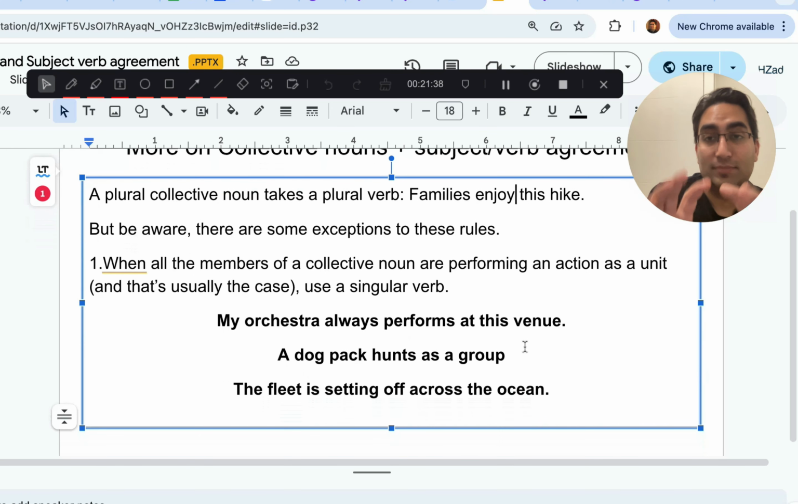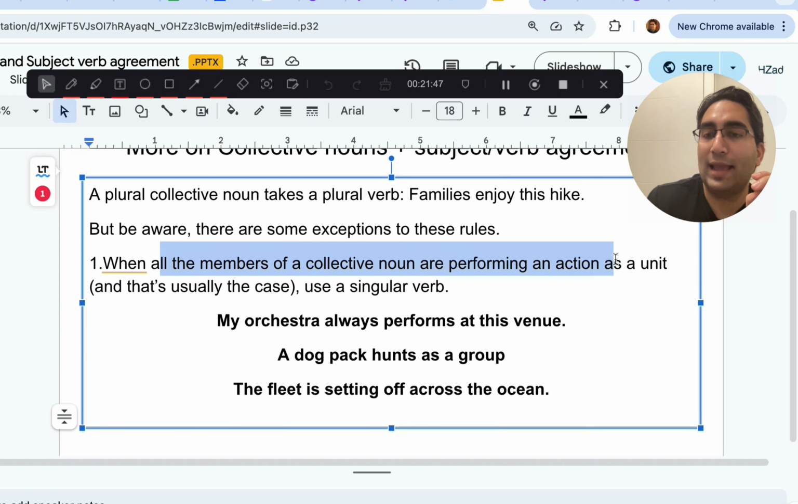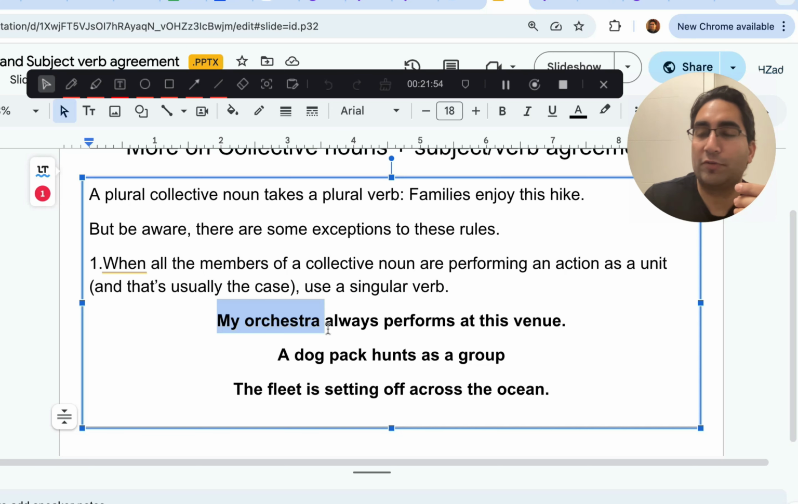Now, again, it differentiates, if there are specific situations when all the members of a collective noun are performing an action as a unit, you want to use a singular verb. For example, my orchestra performs. Orchestra is a group of people, but it's one, like a unit. So you're going to say performs always. The verb has S with it because we're considering this noun singular. Dog pack, singular, so hunts. The fleet would have multiple people, but the fleet is.